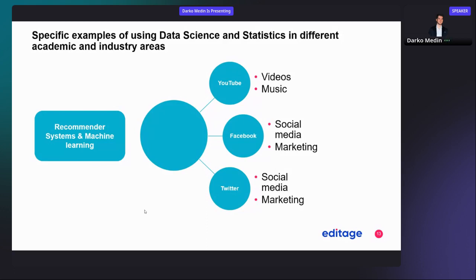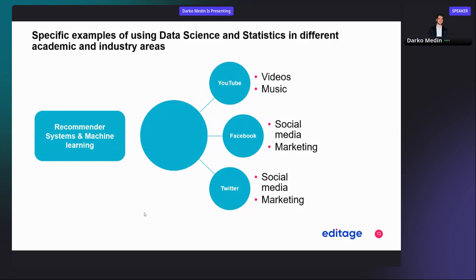So anyone interested in these areas can learn either data science or statistics depending what types of problems are to be resolved and in what area of research or other industries is the data science and statistics applicable in that case. Now I will move to some specific examples of using data science and statistics.